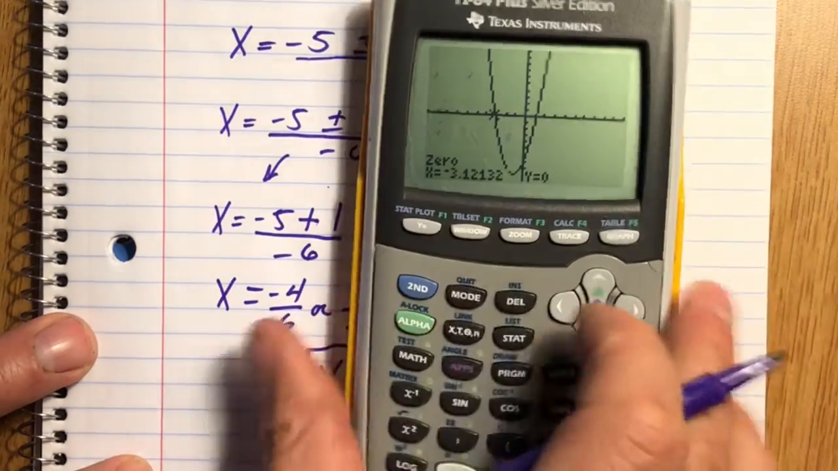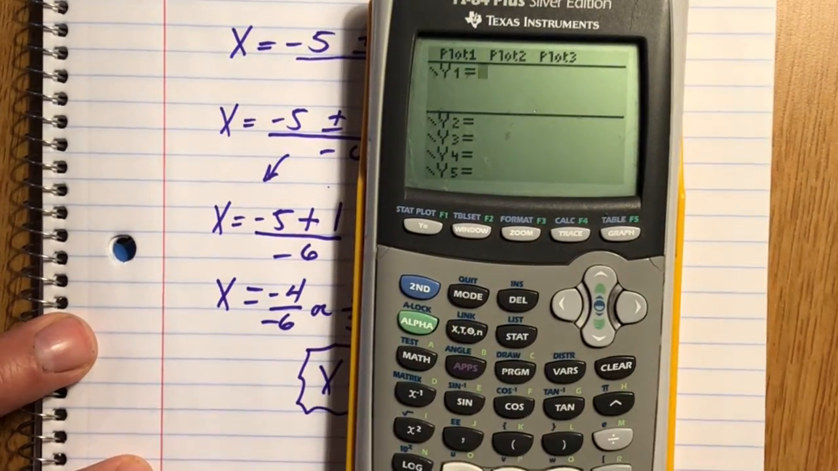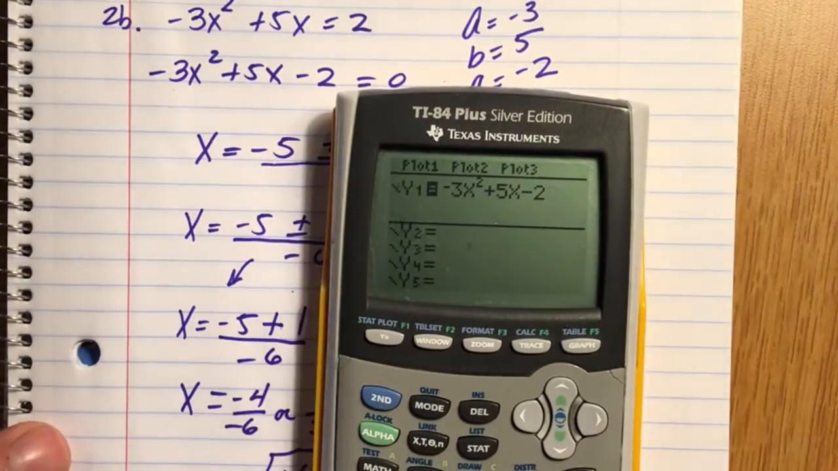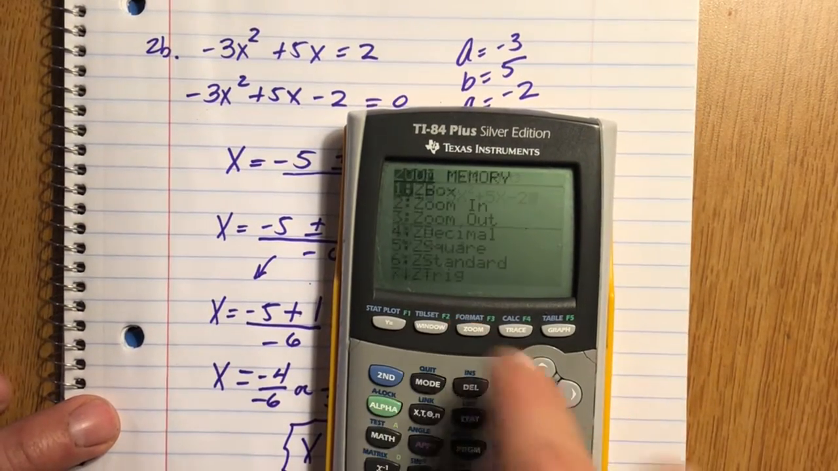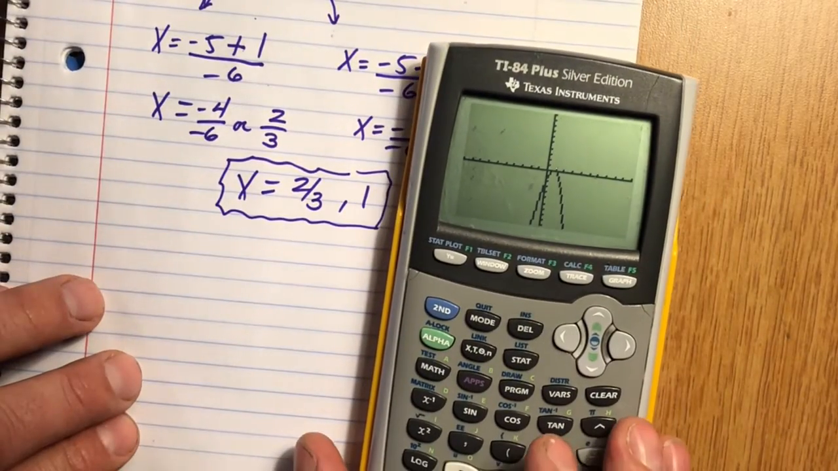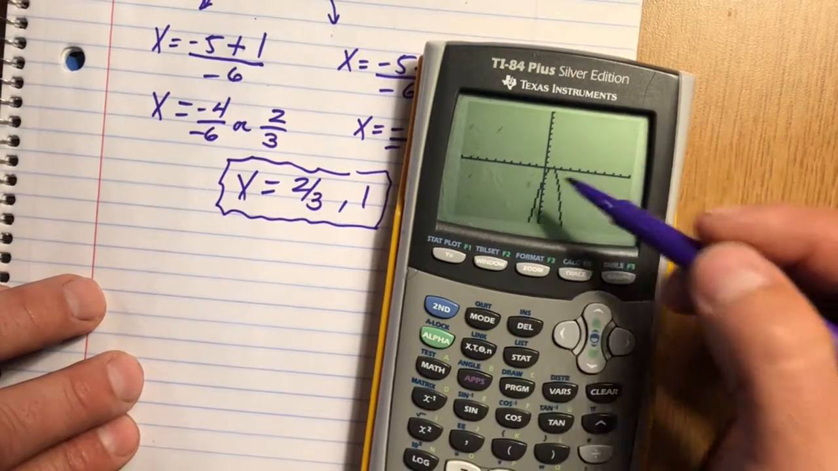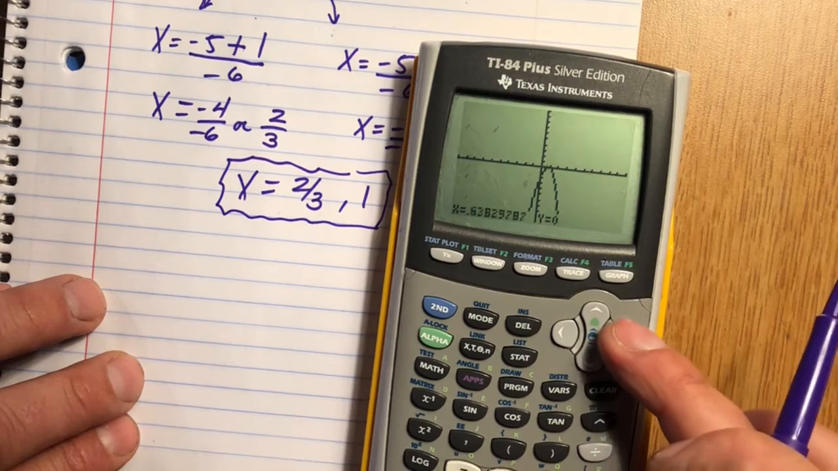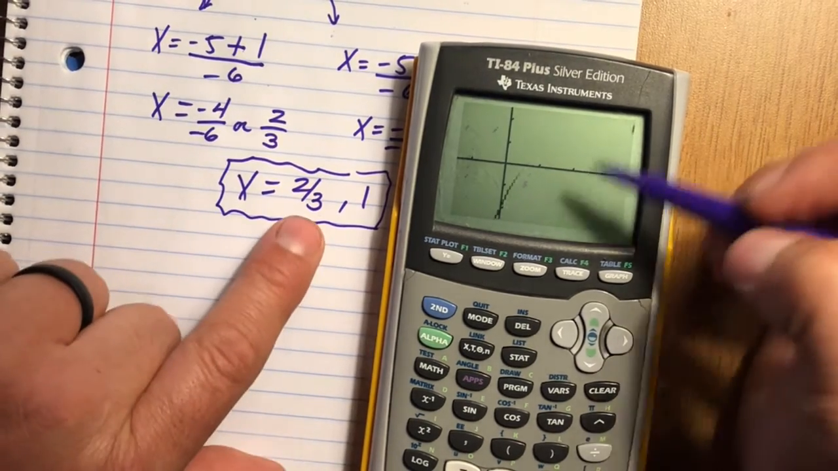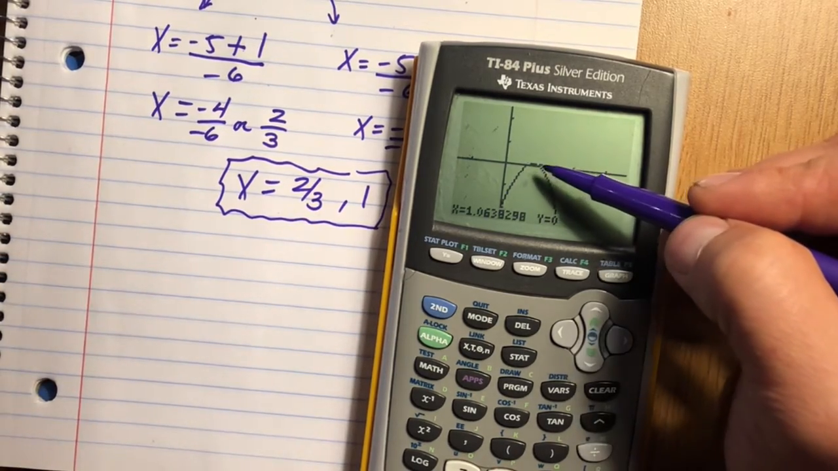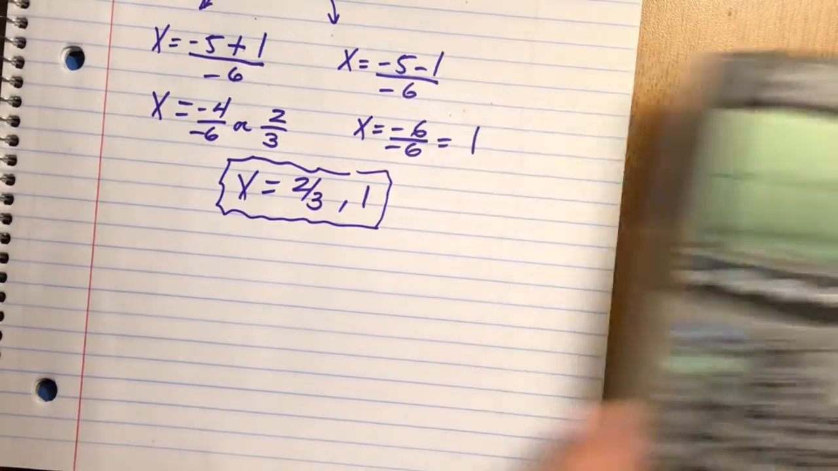All right, let me just double check to make sure. Negative 3x squared plus 5x minus 2. Make sure we're putting in, oops, sorry guys, the standard form, okay? Let's go zoom 6. All right, so there it is. I'm gonna zoom in so you guys get a better look at that. So we're looking at 2/3 and 1. And it looks about right. 2/3 and 1.